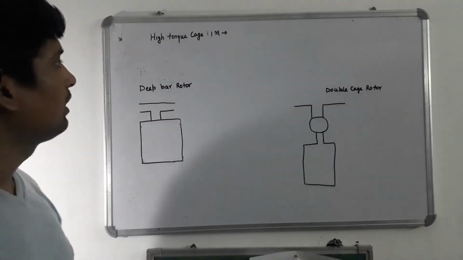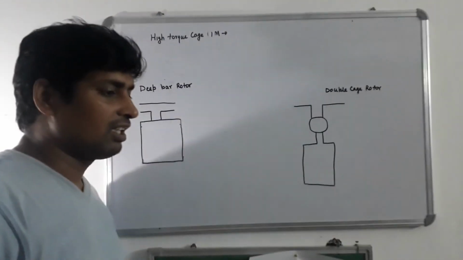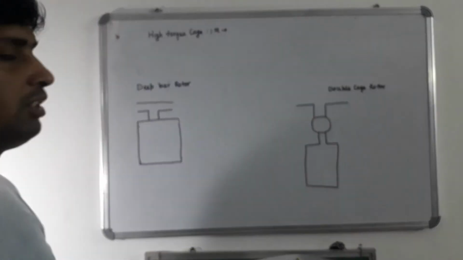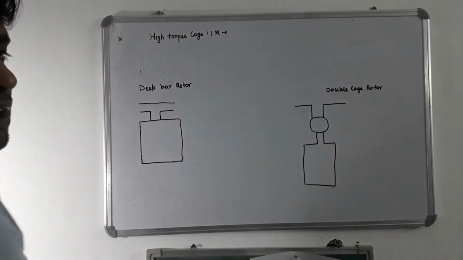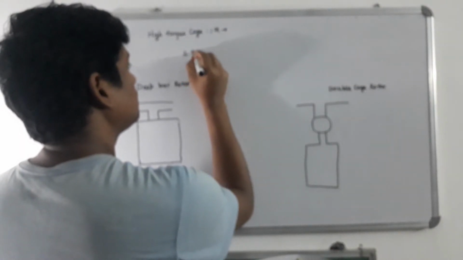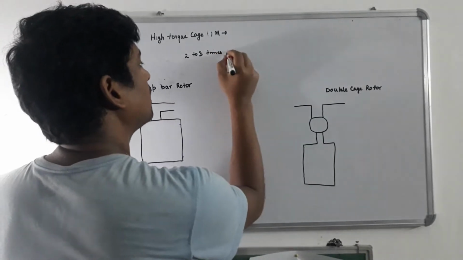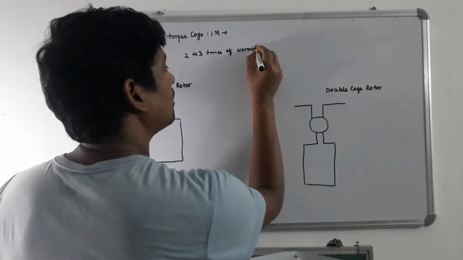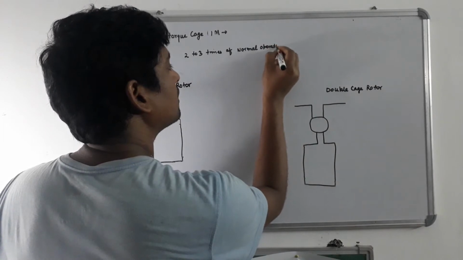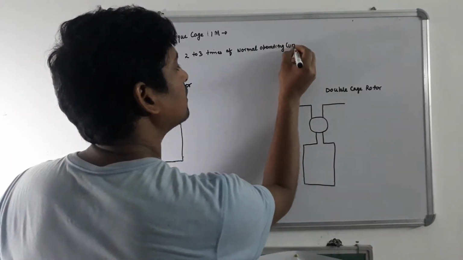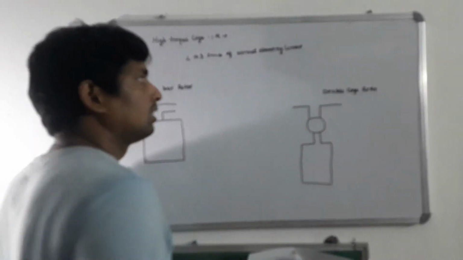What is meant by a high starting torque cage induction motor? The main objective of the starter is reducing the starting current. In a normal induction motor, the starting current is 2 to 3 times the normal operating current. This is a huge current.